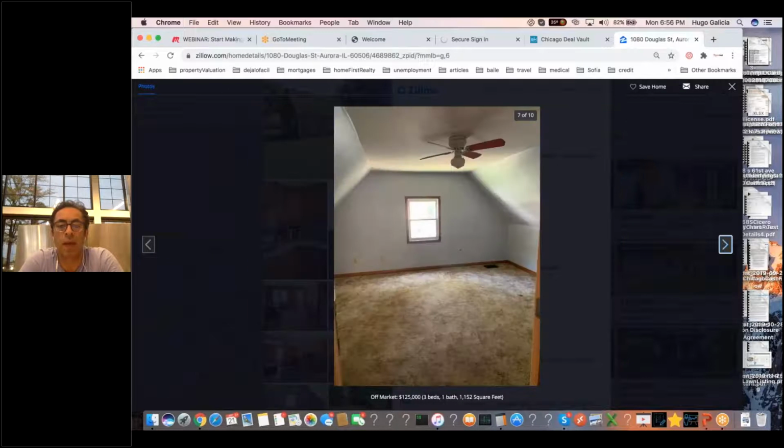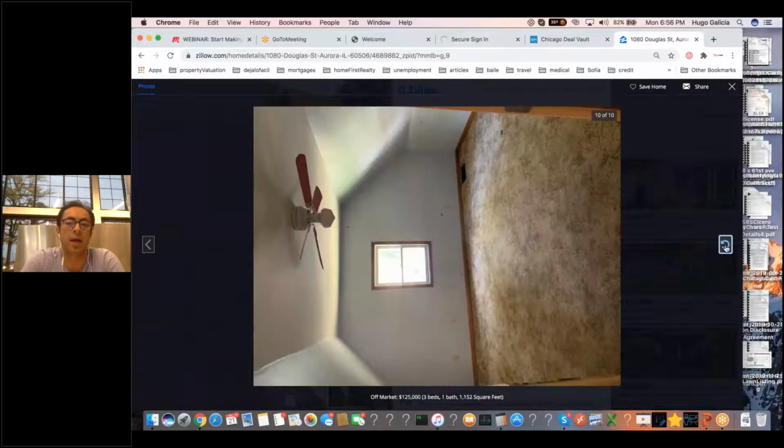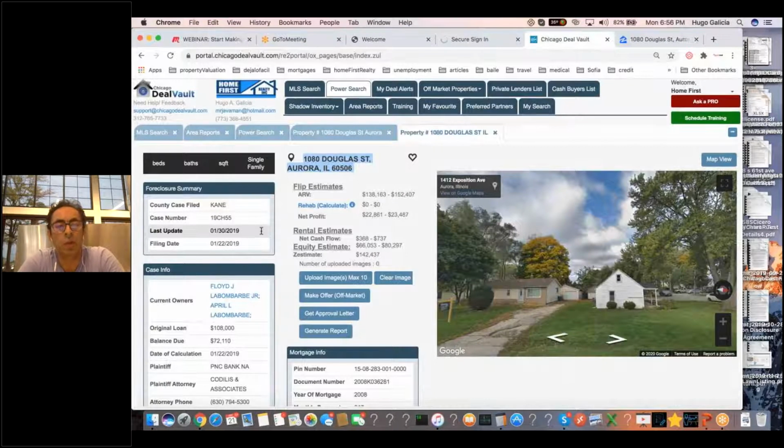I don't see a picture of the bathroom, but the assumption is that this is a medium rehab. It's not a gut rehab, it's a medium rehab, okay? So now let's go back to ChicagoDealVault. So we know it's a 3-bedroom, 1-bath. The square footage is about 1,200.